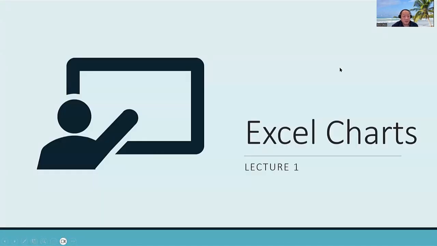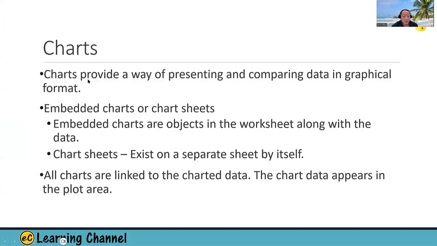So first, let's look at different charts. So Excel chart: a chart provides a way of presenting your data in graphical format. That's called a chart, okay? You have data and you present the data in the chart, we call it, okay? And there are different kinds of charts. All charts are linked with data, okay?